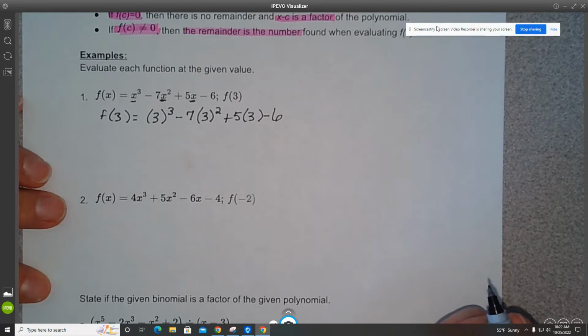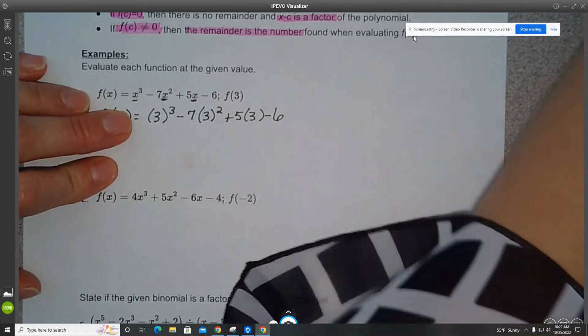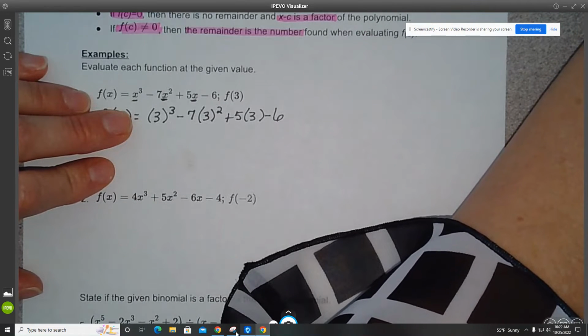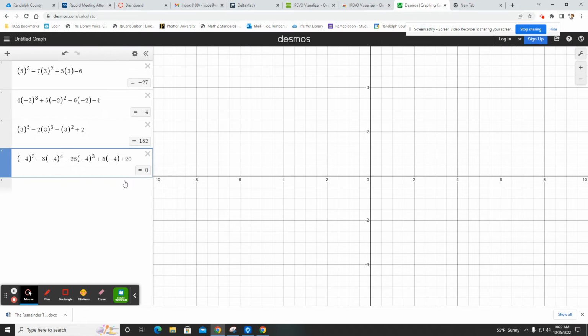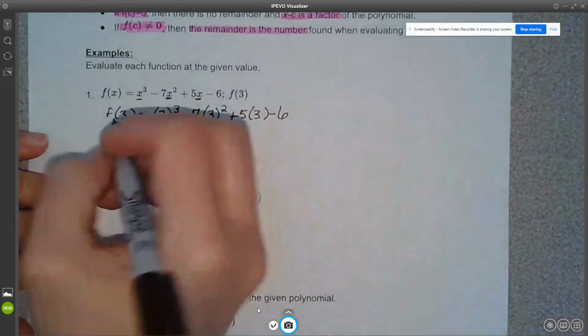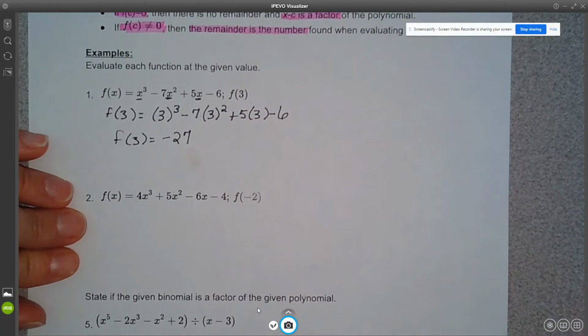Now, I'm going to tell you that the easiest way for you to probably do this is to key this right here in Desmos. And I've actually already done that for you. So let me go to Desmos here real quick. And you can see here that up here at the top, this top one that I'm highlighting right here, is the one where I filled this in. 3 cubed minus 7 times 3 squared plus 5 times 3 minus 6. You can see here that we get y equals negative 27. So if I go back to here, I know that f of 3 equals negative 27.